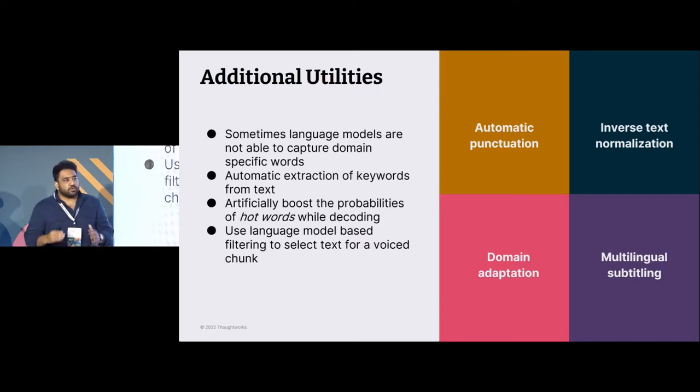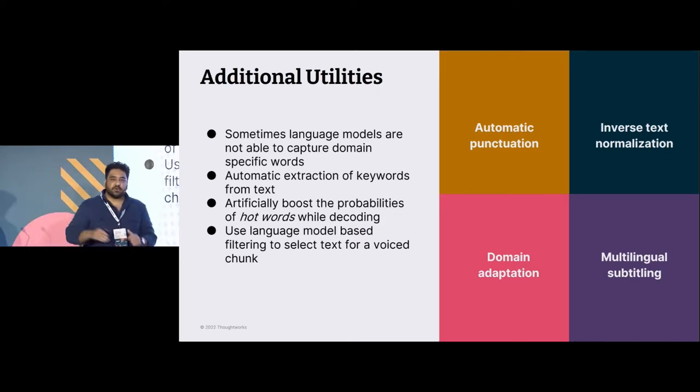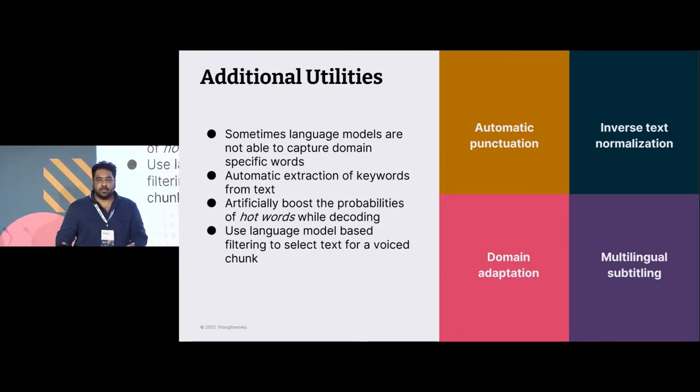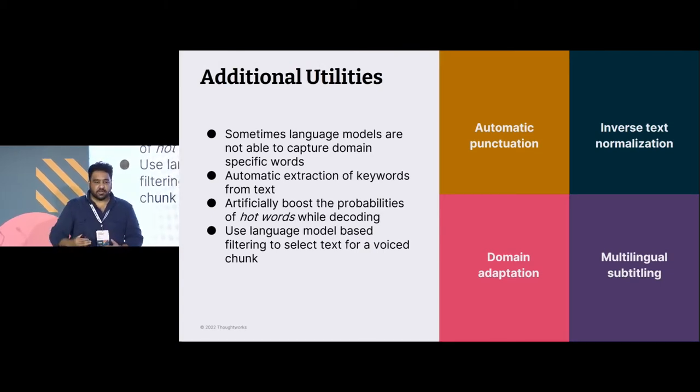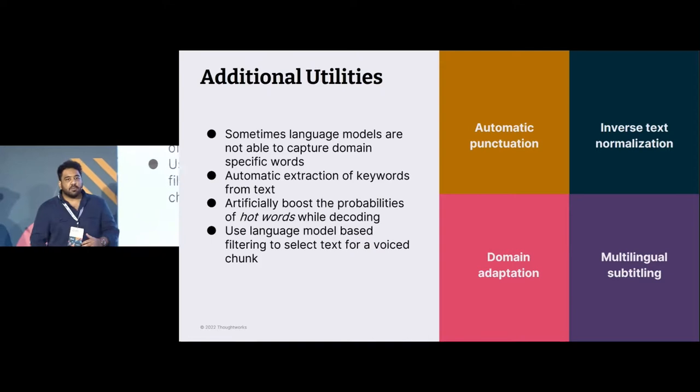So we developed tools to actually extract keywords from text, because collecting text is easy, right? You can extract keywords from there, you can artificially boost the probabilities of those words while decoding, and you have an ASR model that is domain ready without any human intervention, if you just give it enough text to extract keywords from. The other thing is multilingual subtitling.